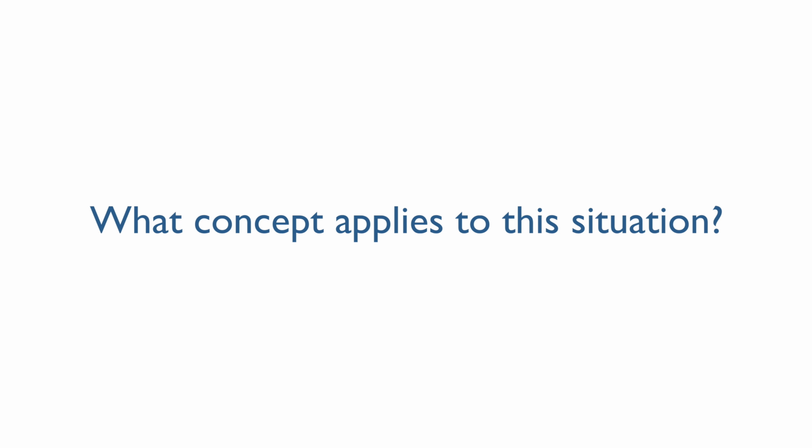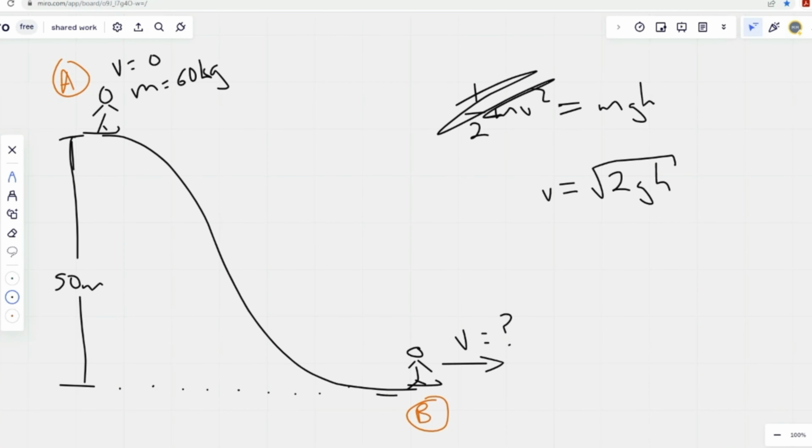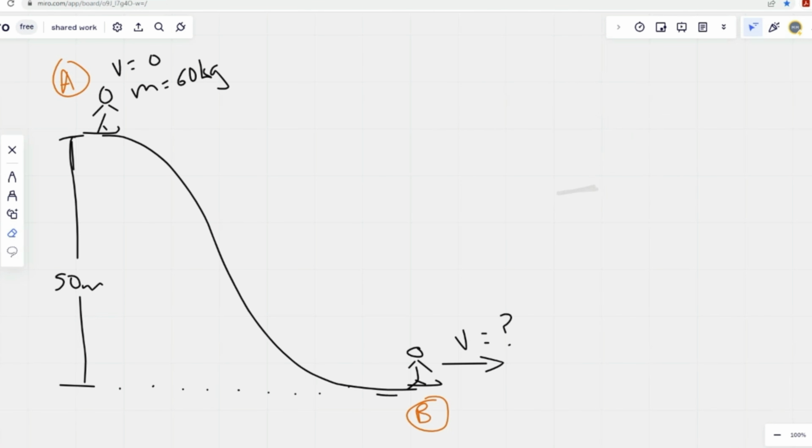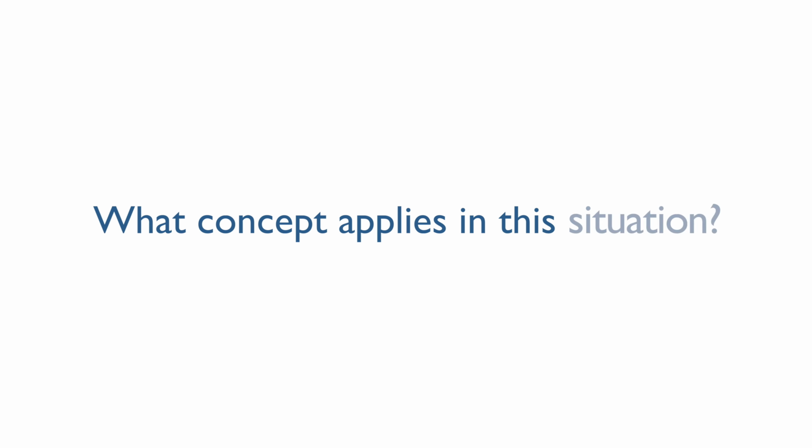You can avoid all of these problems if, instead of starting this problem with the question, what equation am I supposed to use? Instead, ask the question, what concept applies to this situation? So I'm going to solve this problem. I'm going to come up with the same answer, but I'm going to do it without having to start remembering a particular equation. What I'm going to do is I'm going to say, what concept applies in this situation?